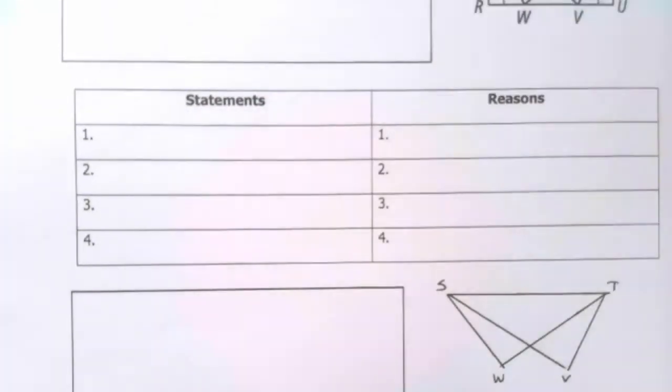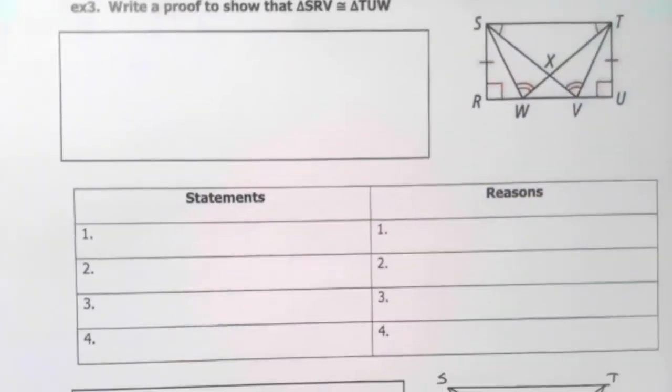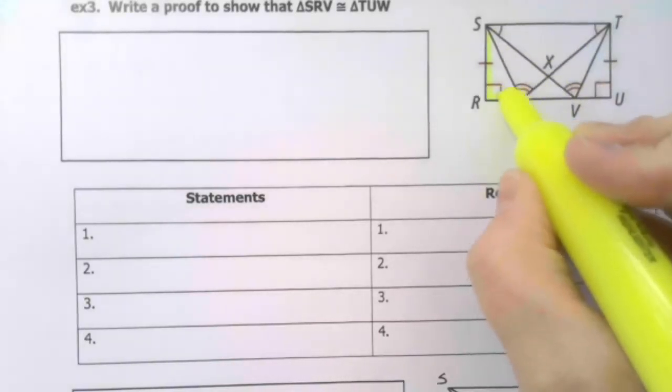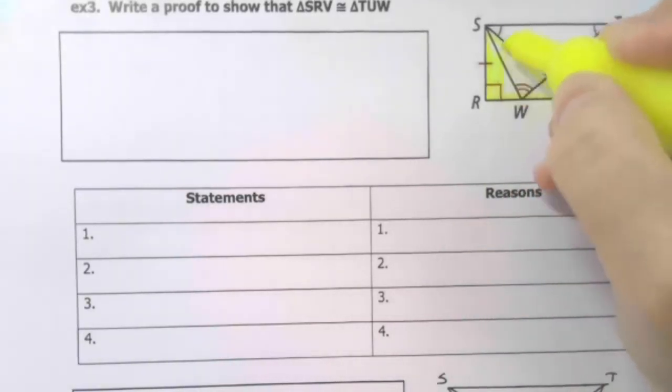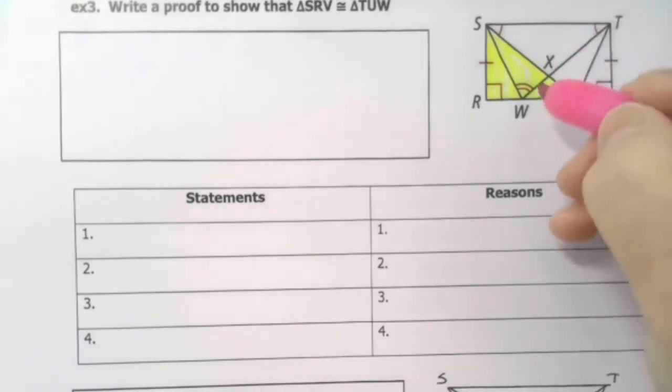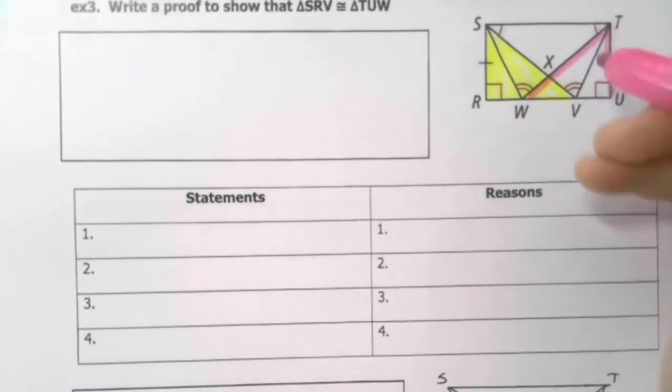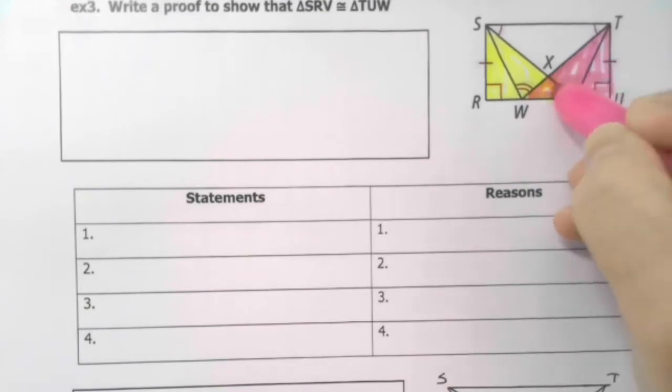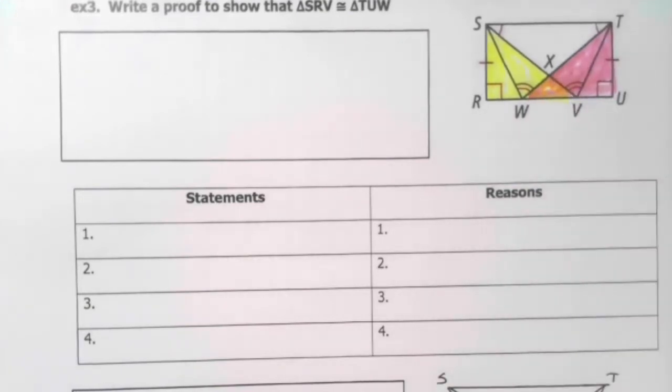All right, flip the page. We're going to go over a proof. This is a little bit more complex proof than what we've done. We are going to go step by step though, and I've given you a nice big box to do your drawing in. We're supposed to prove that triangle SRV, which is this one right here, SRV is congruent to TUW, which is that triangle.